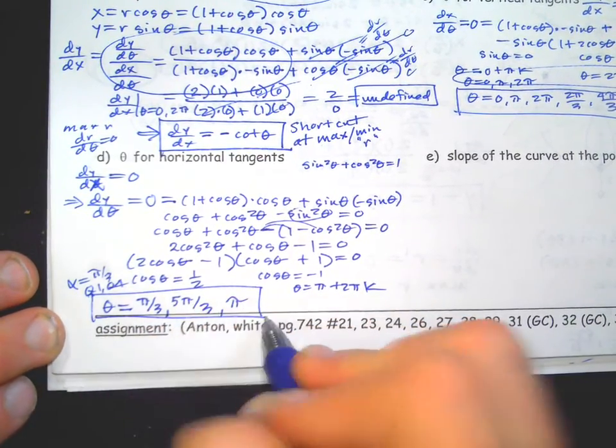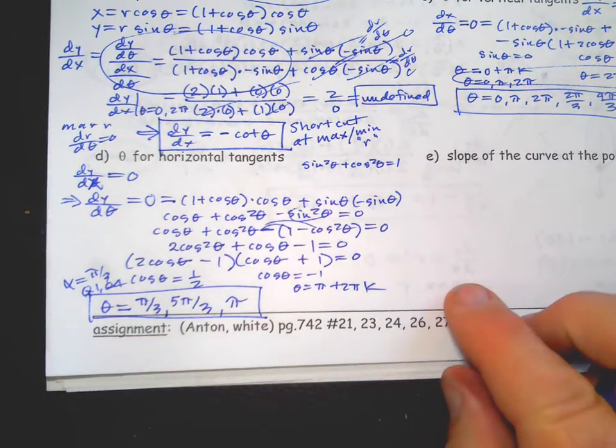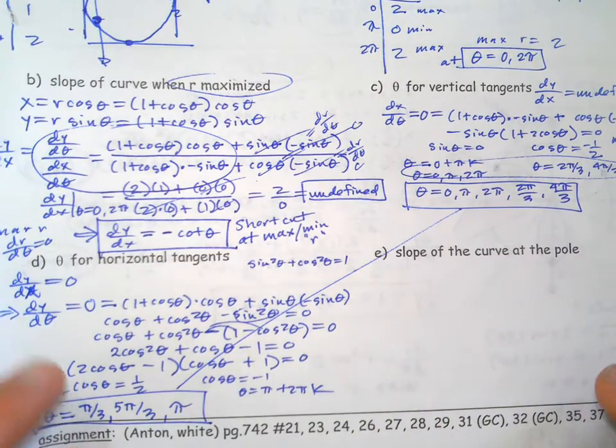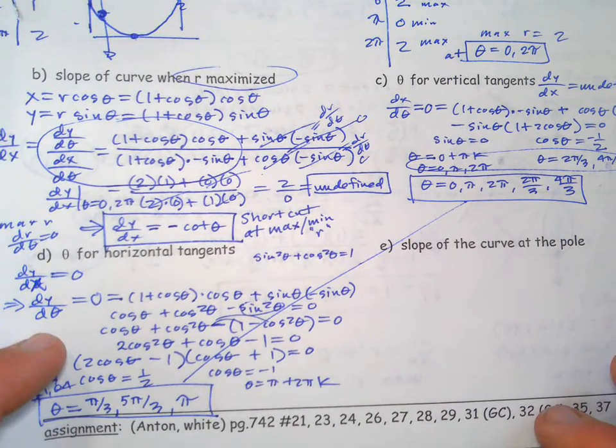Now we expected to get 3 answers, and we got 3 answers. But check this out. Let's compare these to the answers we just got on the last problem over here. Do you see any of them repeated?